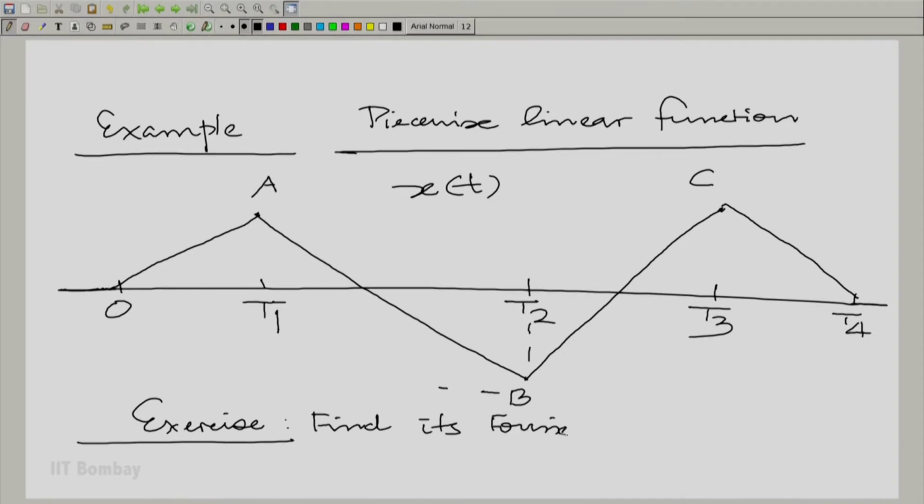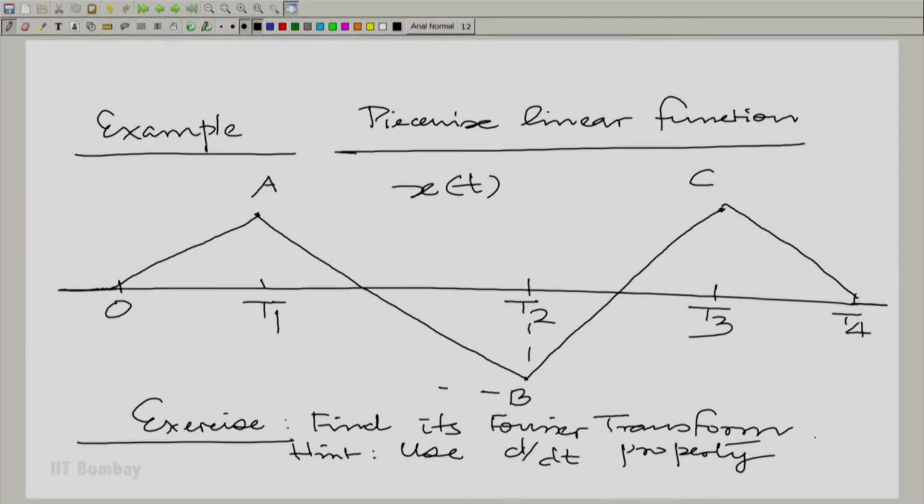The exercise is to find its Fourier transform, and the hint is do it with the differentiation property. Let me give you a hint. When you differentiate this function, you are going to get rectangular pieces. Finding the Fourier transform of the rectangular pieces is not difficult at all. Of course, in this case, if you try to write it as a convolution, it is going to be quite messy. Maybe it is not easy to do that at all. But if you take the differentiation property, it is very easy to do.